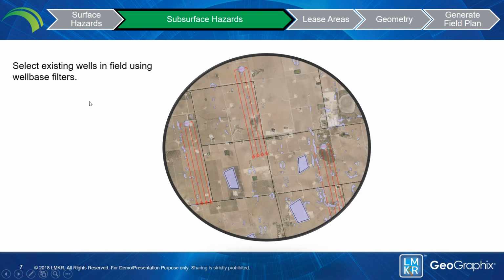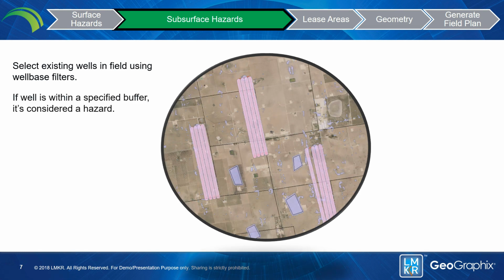So in this example, we select existing wells in the field, wells that have already been drilled using well-based filters. Pretty simple stuff. We see those wells over here, 4 wells here, 4 wells here, and 4 wells here. And now, if they do meet that hazard restriction, we're going to put buffers around them, and they're going to be considered hazards, where we cannot put new laterals.